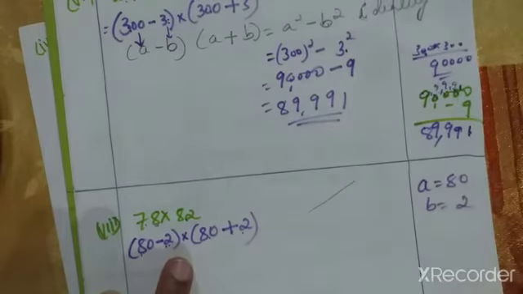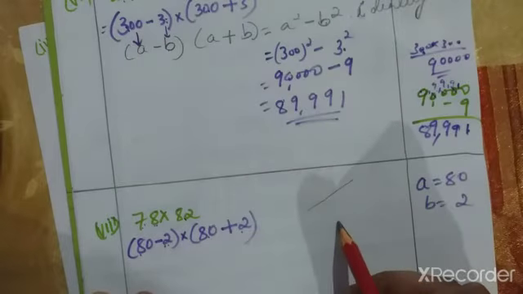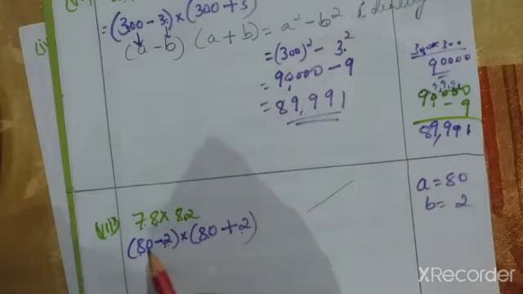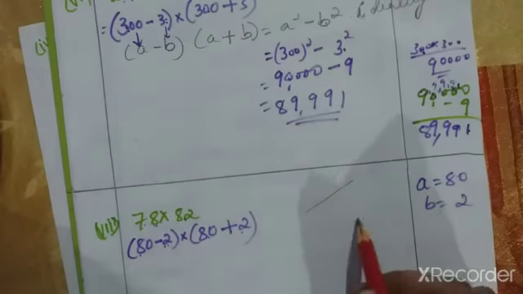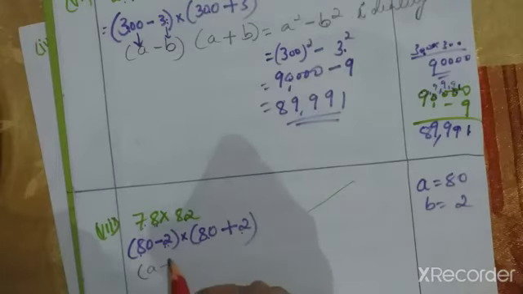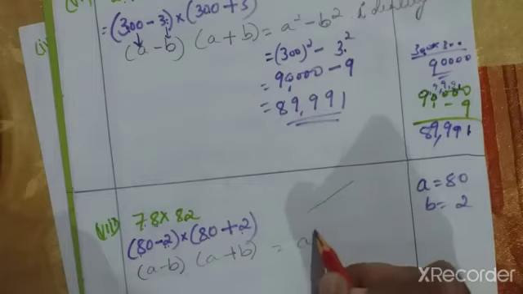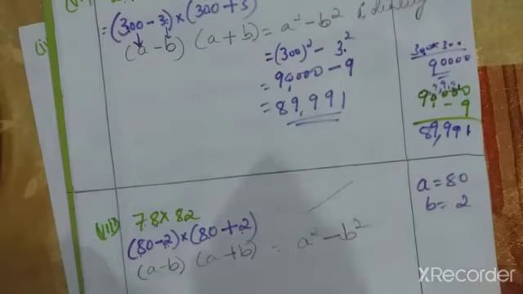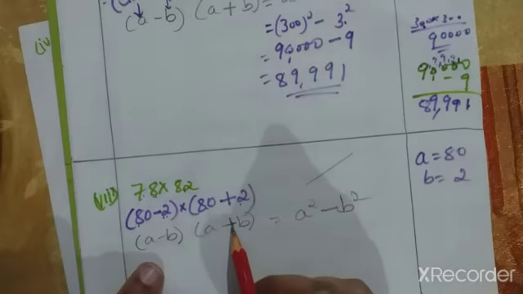Here we can use the identity (A minus B) into (A plus B) equals A square minus B square. It means (A plus B) into (A minus B); both are one and the same. (A plus B) into (A minus B) equals A square minus B square is the identity formula. So (A minus B) into (A plus B), or (A plus B) into (A minus B), equals A square minus B square. It means same letters or same numbers with different symbols, we can multiply directly.